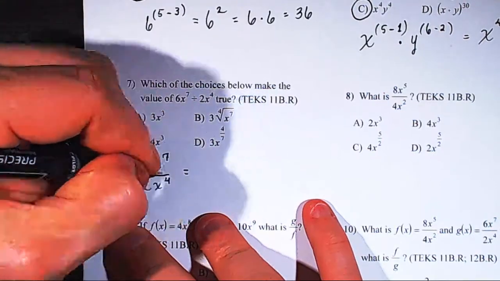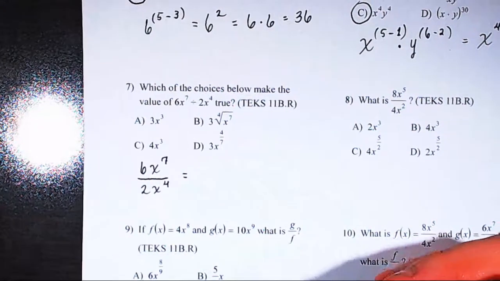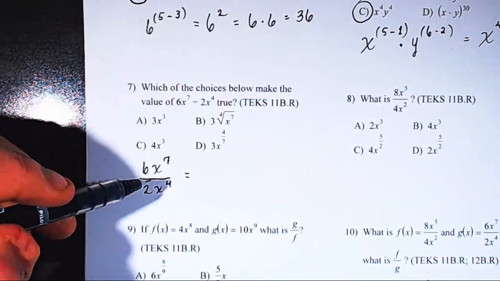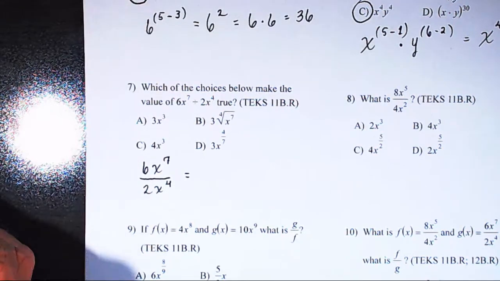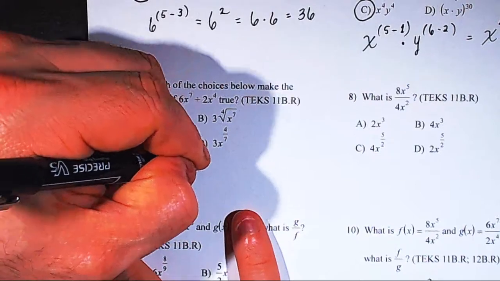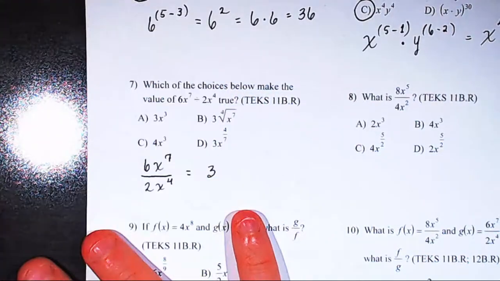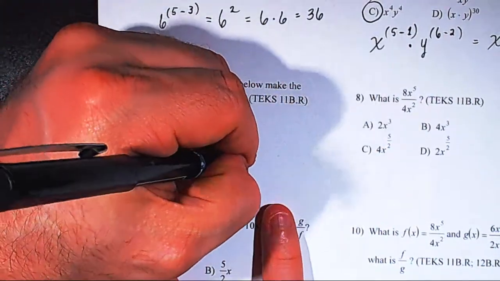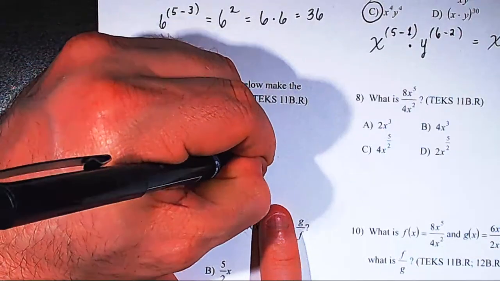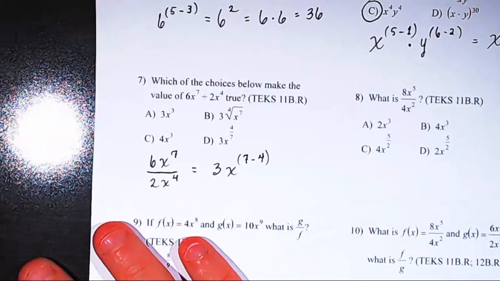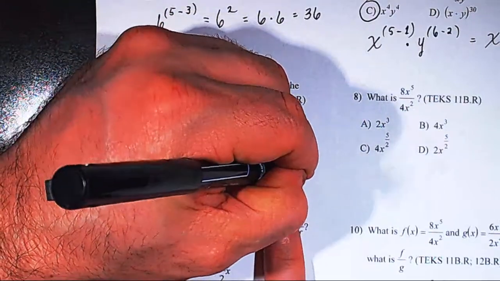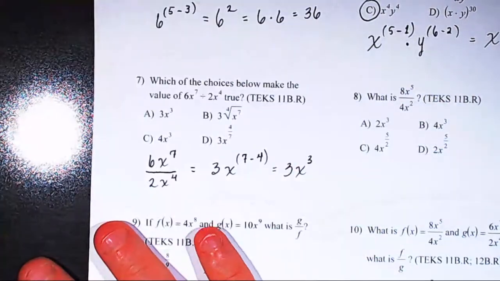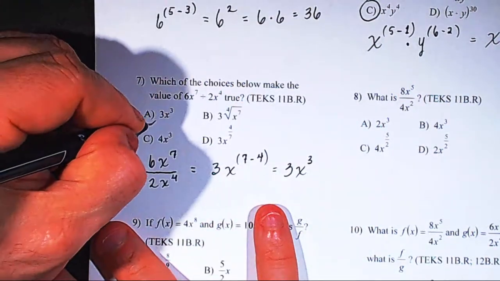Just like in the product rule, when we apply the quotient rule, remember we can't forget how to just straight up divide numbers. So the first step here is to divide 6 by 2, and that divides evenly. So we get 6 divided by 2 equal to 3. And then we write the base of x and then 7 minus 4. So this ends up being 3x raised to the 3rd. So 3x cubed. And that is answer choice A.